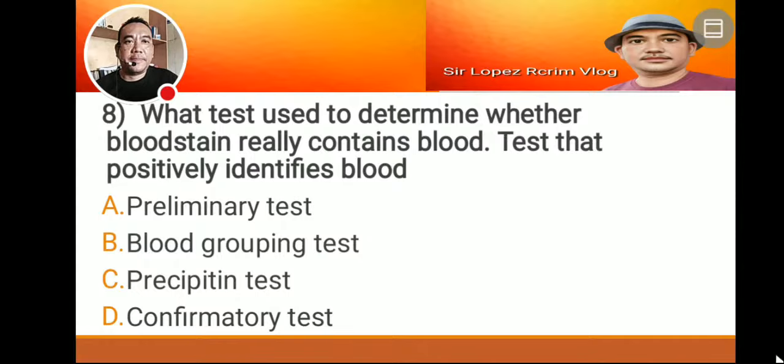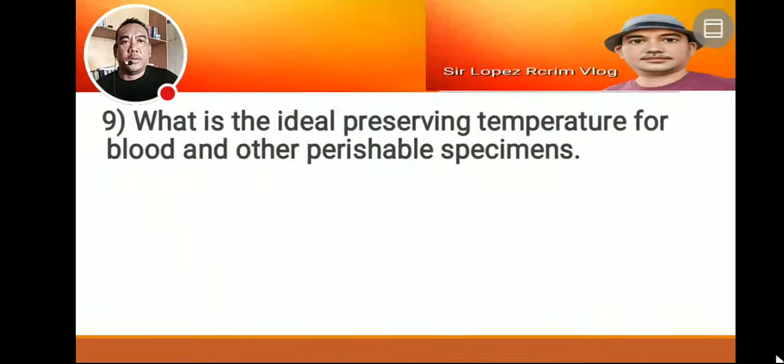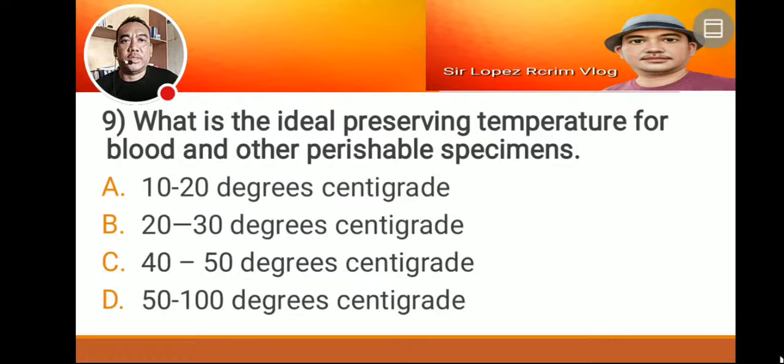Question number 9. What is the ideal preserving temperature for blood and other perishable specimens? Letter A, 10 to 20 degrees centigrade. Letter B, 20 to 30 degrees centigrade. Letter C, 40 to 50 degrees centigrade. Or letter D, 50 to 100 degrees centigrade.